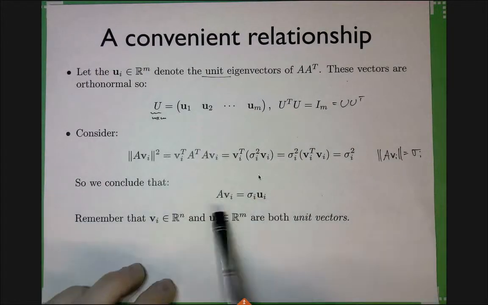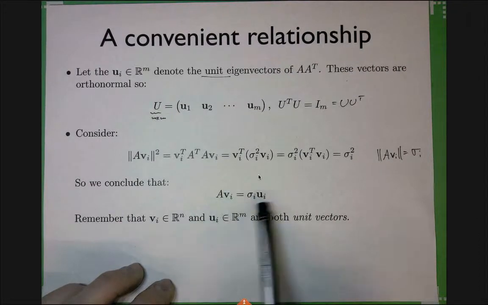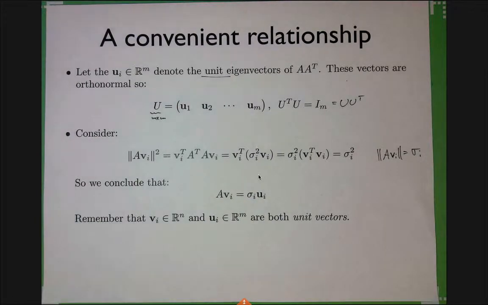Okay, so now we have this relationship. This is the relationship between the right singular vectors and left singular vectors through singular values. You can look at it as sort of an analog of the definition of eigenvalues and eigenvectors, right? Except that now I need two different vectors there. Is that clear?